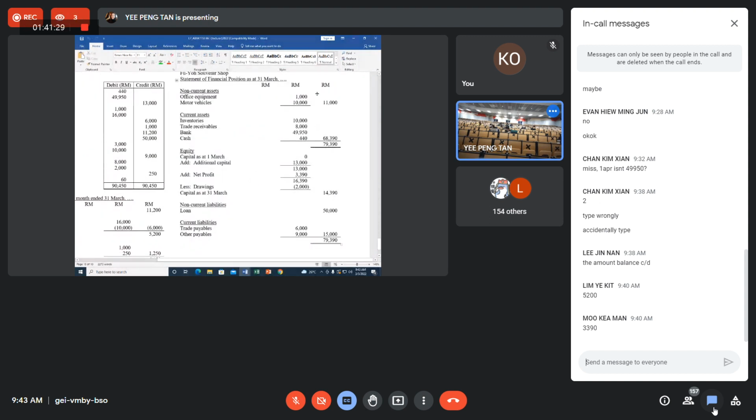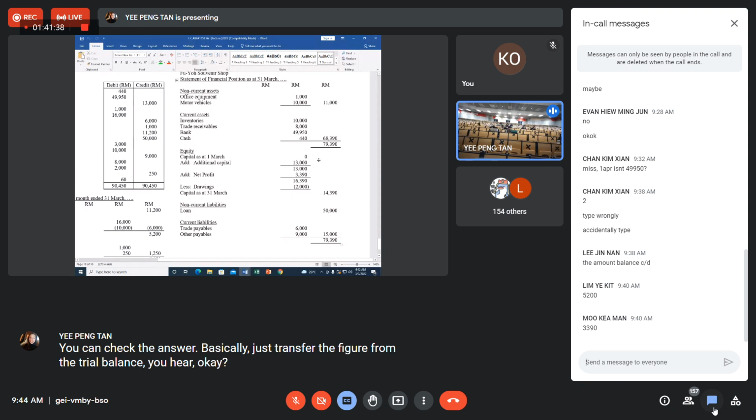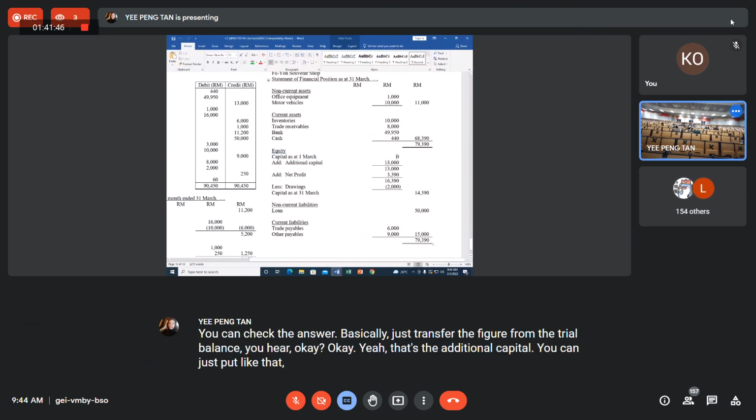So if you finish, you can check the answers. Actually, basically just transfer the figure from your trial balance to here, okay? Okay. Here, the additional capital, you can just put like that, okay?